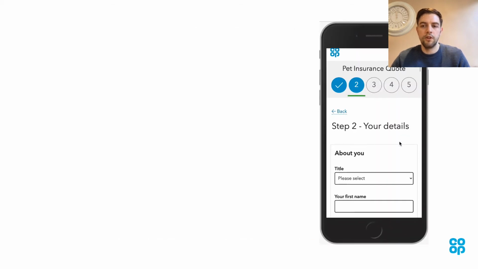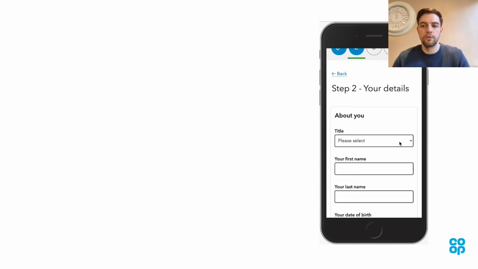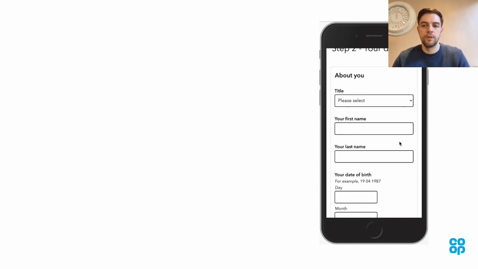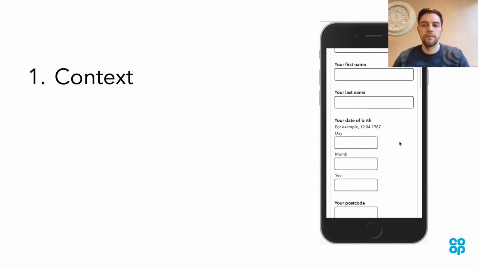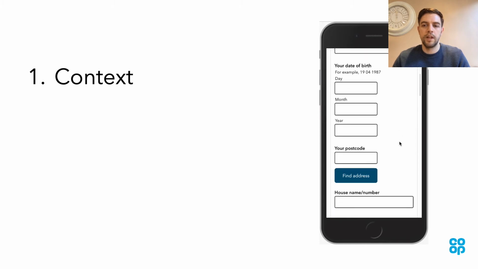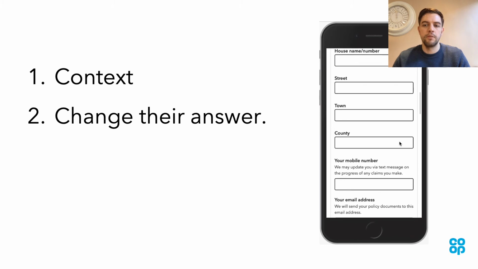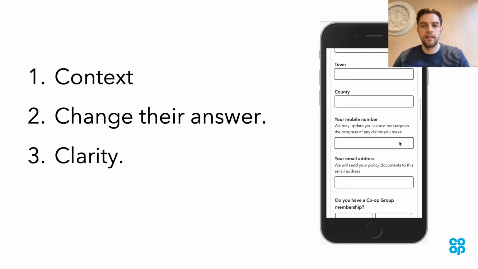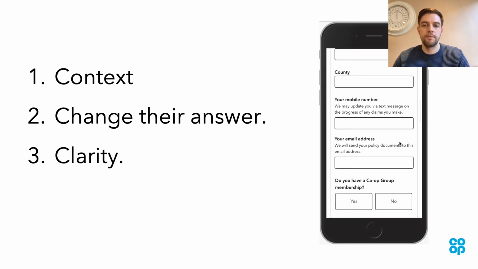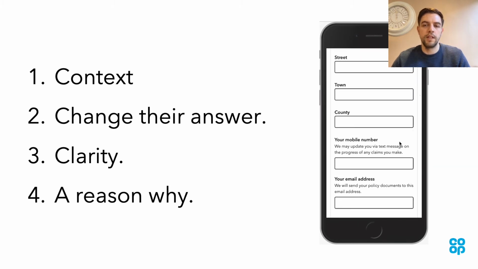When designing a form, I follow 4 golden rules. 1. Provide context to the user. 2. Allow users to change their answer. 3. Provide users with examples for clarity. And 4. Provide users with a reason why we may need certain information.